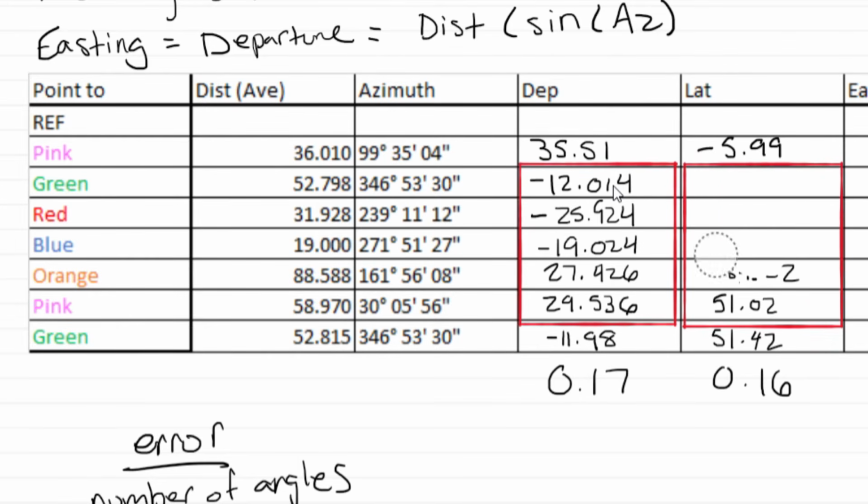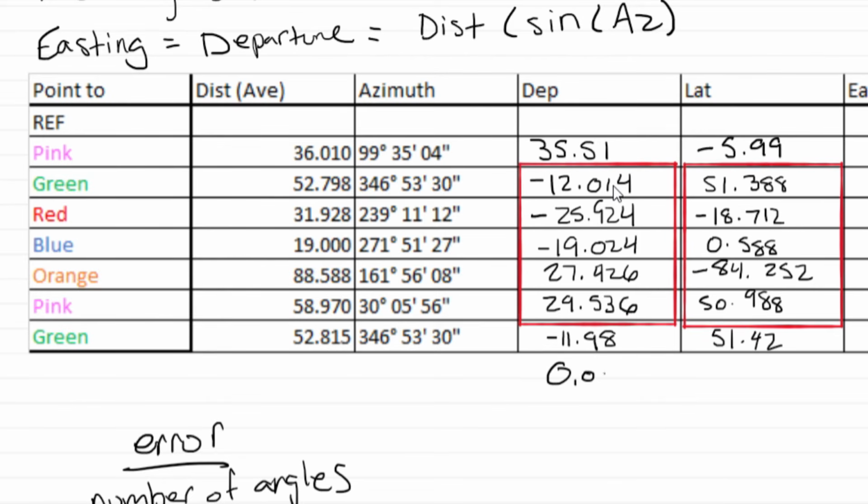Now over at the latitudes, green is 51.388. Red is negative 18.712. Blue is 0.588. Orange is a negative 84.252. And pink is 50.988. And now when we add all these up, we should have no error in our differences between departures and latitudes. All right, now you've got your adjusted latitudes and departures.